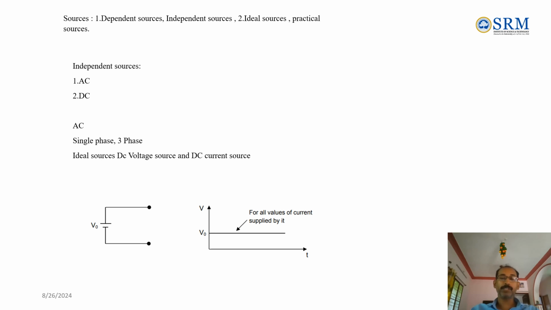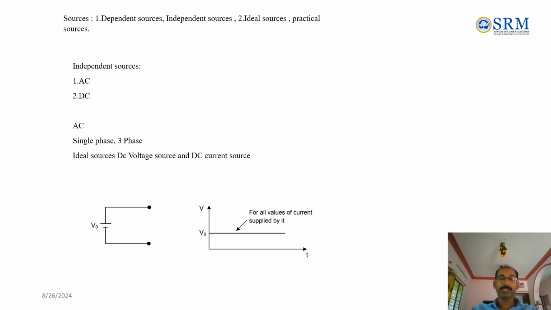Is this an independent source or a dependent source? It is an independent source, an independent voltage source. In fact, an independent DC voltage source. Sorry, independent sources you can classify into AC as well as DC. The AC further you can classify into single phase as well as three phase.